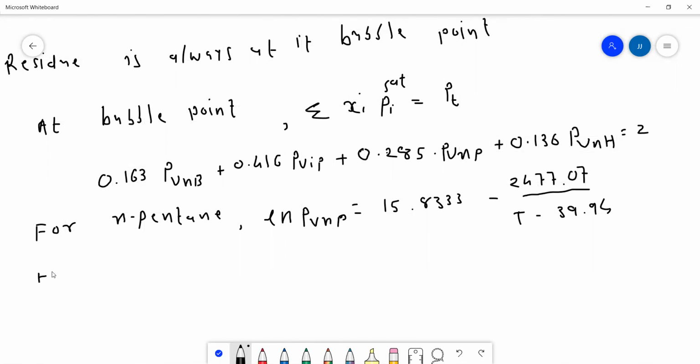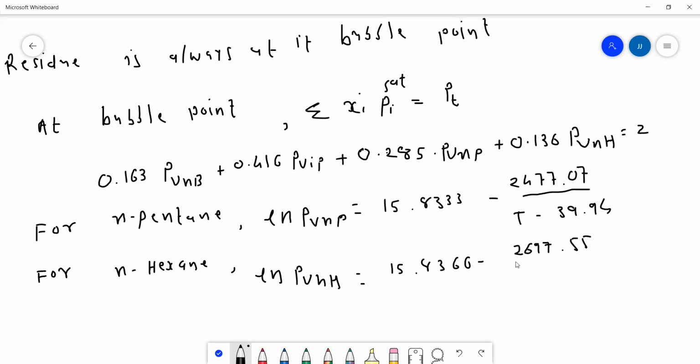And for n-hexane, ln of the vapor pressure of n-hexane is equal to 15.8366 minus 2697.55 divided by T minus 48.78, where again T is in Kelvin in both equations, and the vapor pressure is in torr.